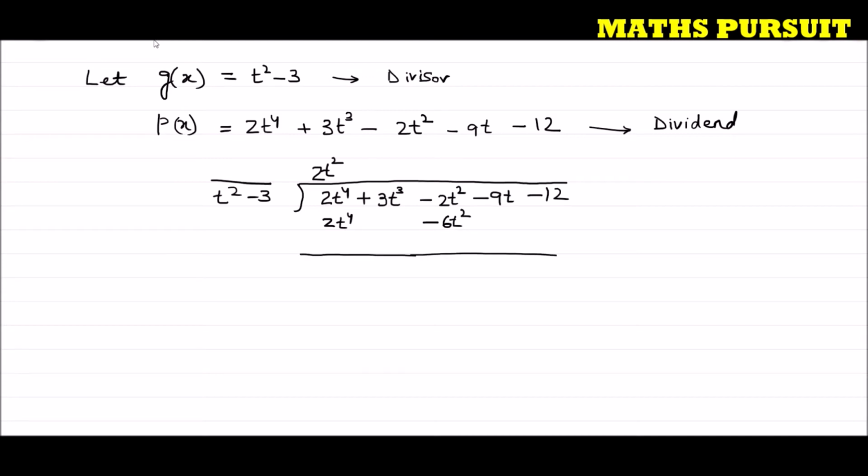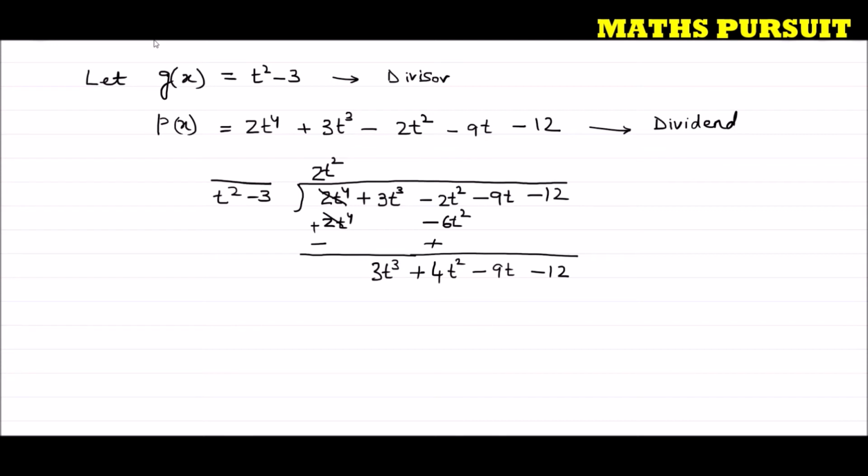This is what we got at the first instance of our division. And now as we know, we need to reverse the symbols. Here it is positive, so I am making it negative. Here it is negative, I am making it positive. Now this 2t to the power 4 minus 2t to the power 4 cancels out, and we are left with 3t to the power 3, and this plus 6t to the power 2 minus 2t to the power 2 will get plus 4t to the power 2 minus 9t minus 12. This is what we got.